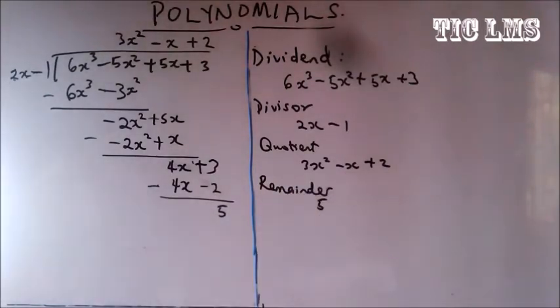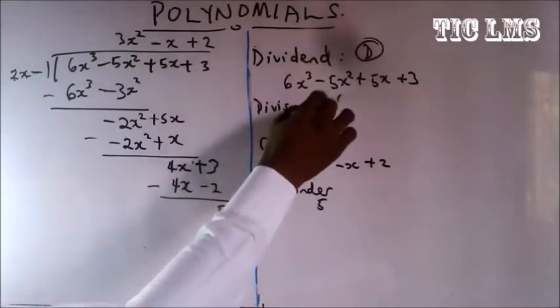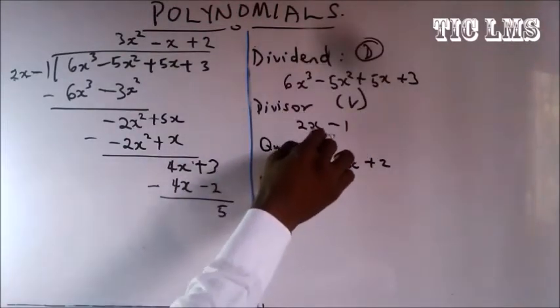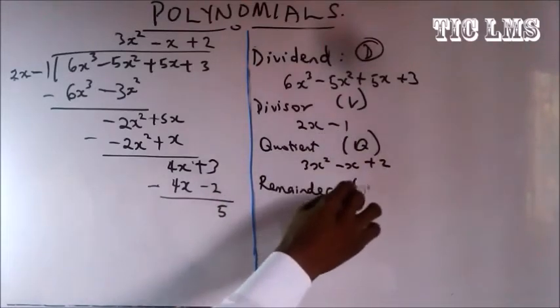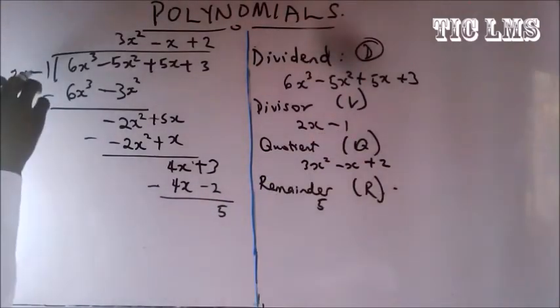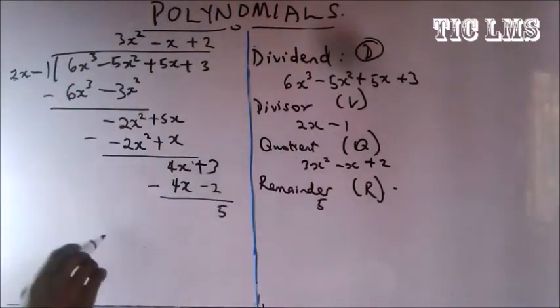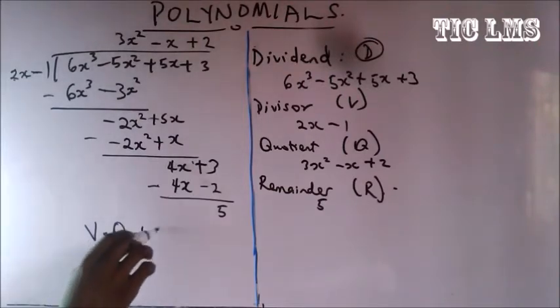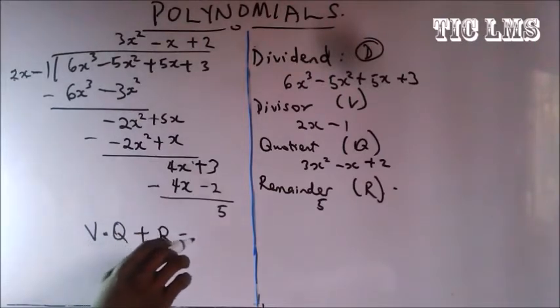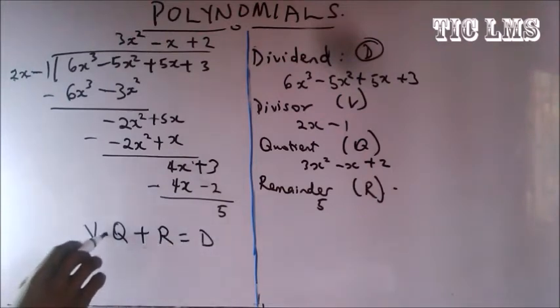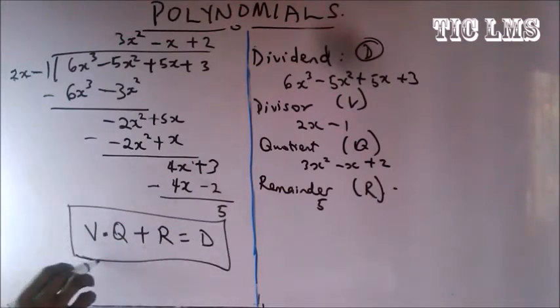So from all this, we could represent this as D. We could represent this as V. We could represent this as Q. And this as R. Such that the divisor multiplied by the quotient, which is V times Q, plus the remainder, that would give us our dividend. So this is a particular rule which is applicable in polynomials. So in this question, the quotient is 3x squared minus x plus 2, and our remainder is 5.